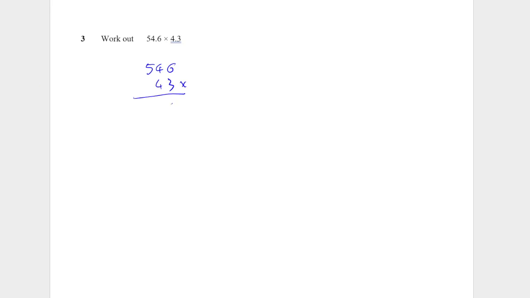So 6 times 3 would give me 18. 3 times 4 would give me 12, plus the other one would give me 13. 3 times 5 would give me 15, plus the 1 would give me 16. Now I put 0 in my units column, and then I'm timesing by 4. So 4 times 6 is 24. 4 times 4 is 16, plus the 2 is 18. And then 4 times 5 is 20, plus the 1 is 21. Add those two numbers together gives me 8, 7, 3, 2. So my digits for this will be 2, 3, 4, 7, 8.